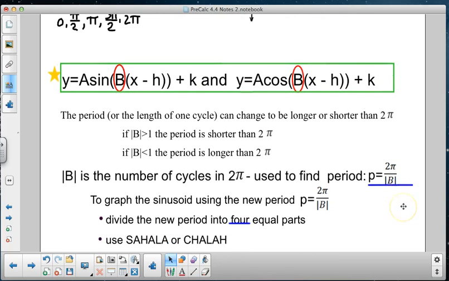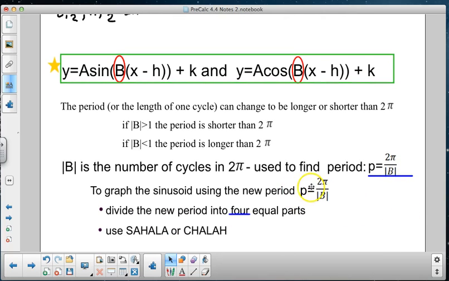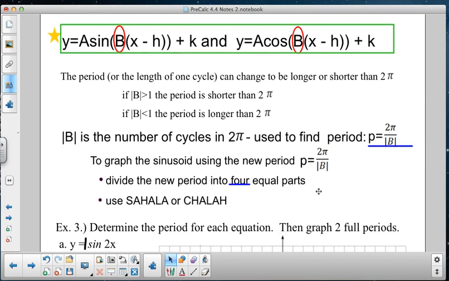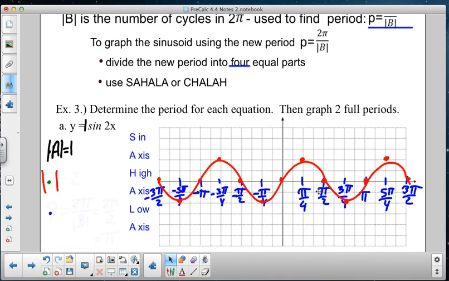And now to graph the sinusoid using the new period, P, of 2 pi over the absolute value of B, you're going to divide the new period into 4 equal parts. So once you find your period, we're still going to divide that period into 4 equal parts. We're still going to look for our 5 key points, and then we're going to use that to help us graph.